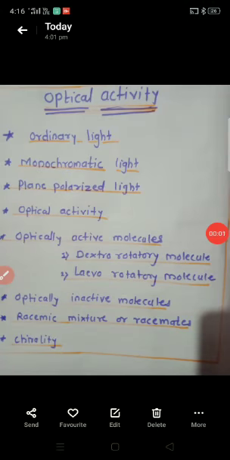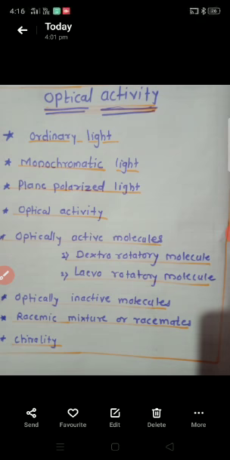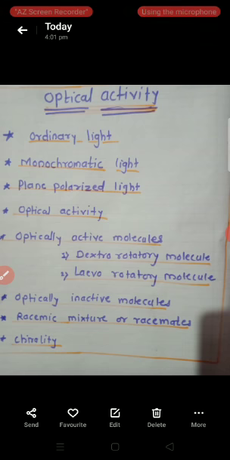Hello student, our today's topic is optical activity. In halogen derivatives of alkane and arenes, the topic optical activity is introduced because the knowledge of optical activity is necessary to understand the reaction mechanism, nucleophilic reaction mechanism.